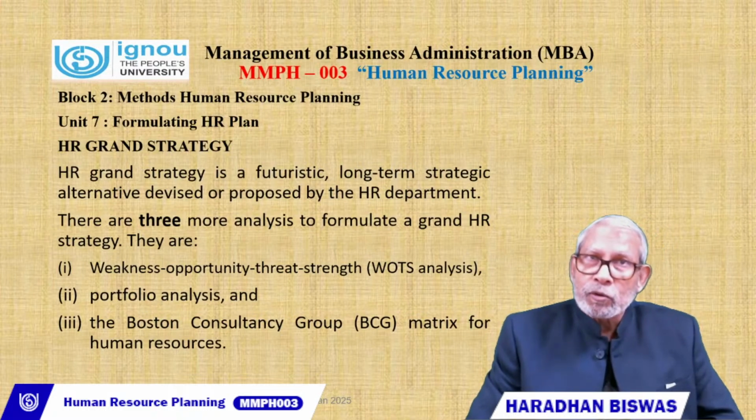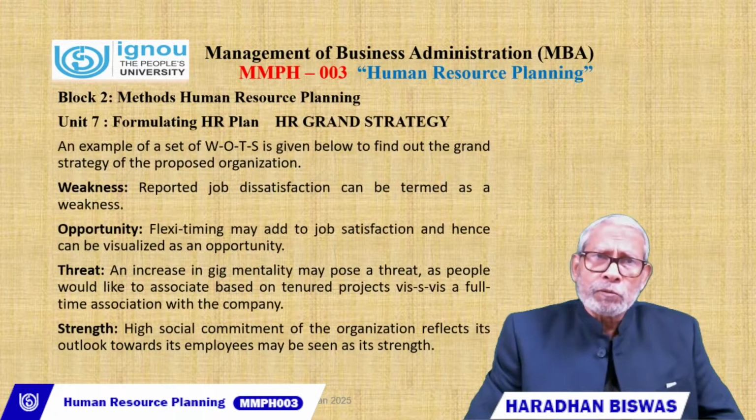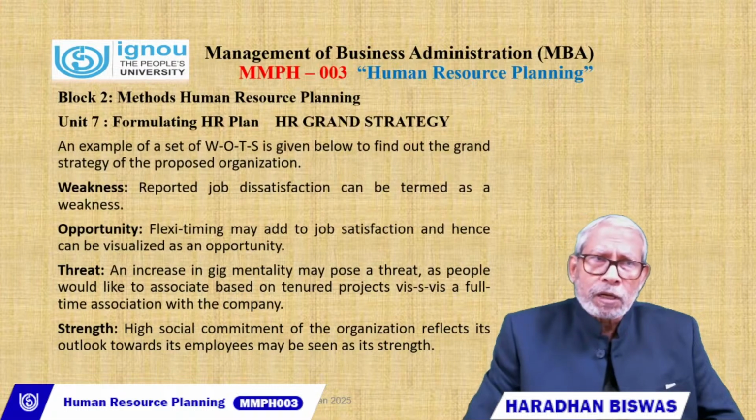Through this way, you have to identify what are the weakness, opportunity, threat, everything. Next is your portfolio analysis, where based on the portfolio, you have to analyze this. And the third one is the Boston Consulting Group, BCG matrix for human resources. There are three analysis processes. An example of a WOTS is given below, to find out the grand strategy of the proposed organizations.